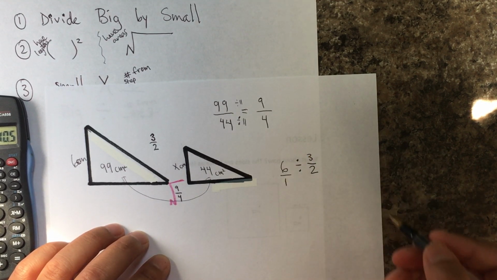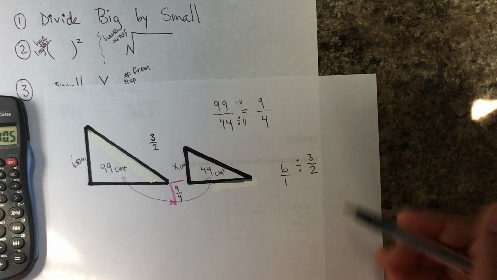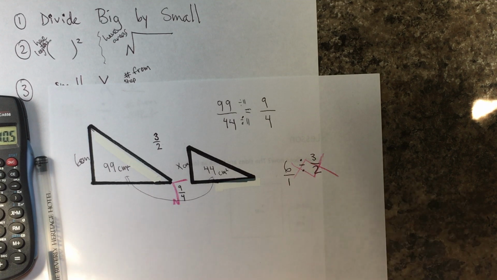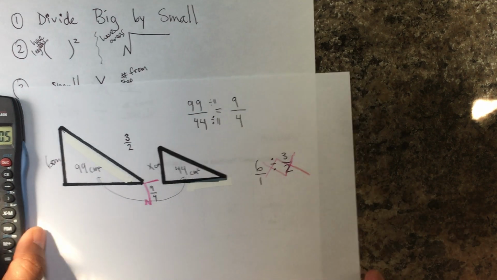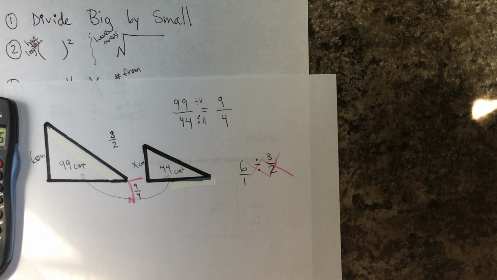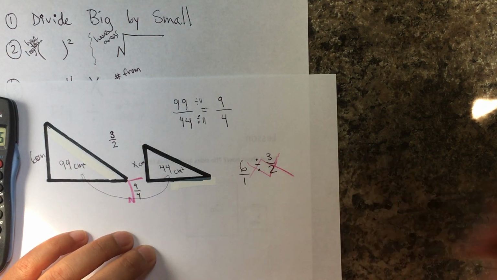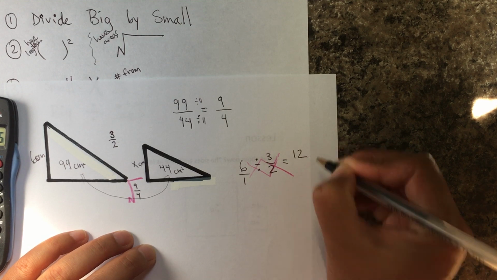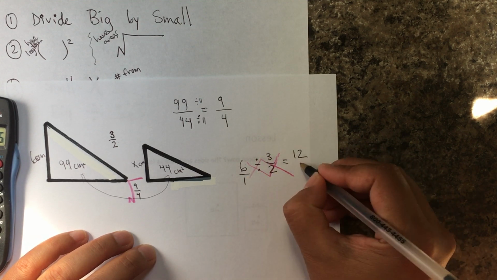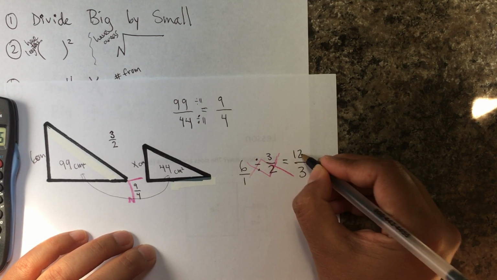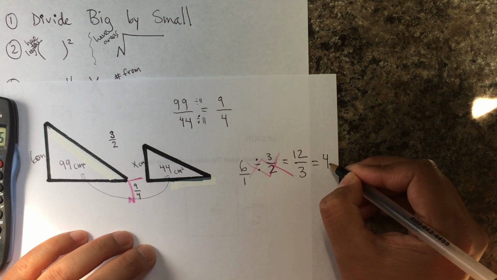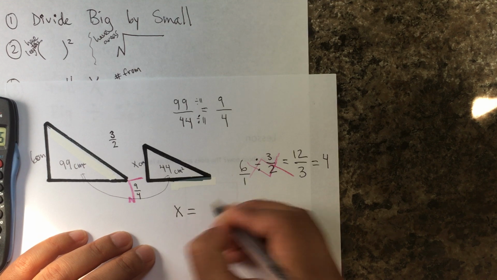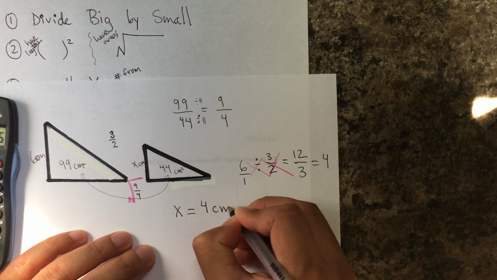We put it over 1. Let me show you the other way. Remember that you can just multiply, okay? The answer is the same. So let me do it both ways, so that maybe you are more familiar with the multiplication of reciprocals. So 6 times 2 is 12. 1 times 3 is 3. And then 12 divided by 3 is 4. So this measurement here, the x, is equal to 4 centimeters.